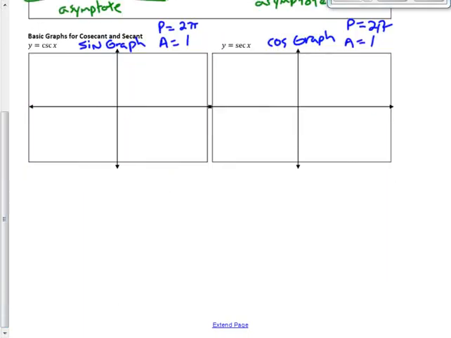Well, in order to graph them, you need to have a basic understanding of what the sine graph looks like. So if I'm graphing y equals cosecant x, I'm really going to graph the sine graph of that. So I've got an amplitude of 1, a period of 2 pi. So let's look at that. Here's 2 pi. We start at 0, go up 1, and down 1. I've got my sine graph in here. It starts here, ends here, crosses here, crosses there, and crosses here. So I've got a nice sine graph here that looks like this.